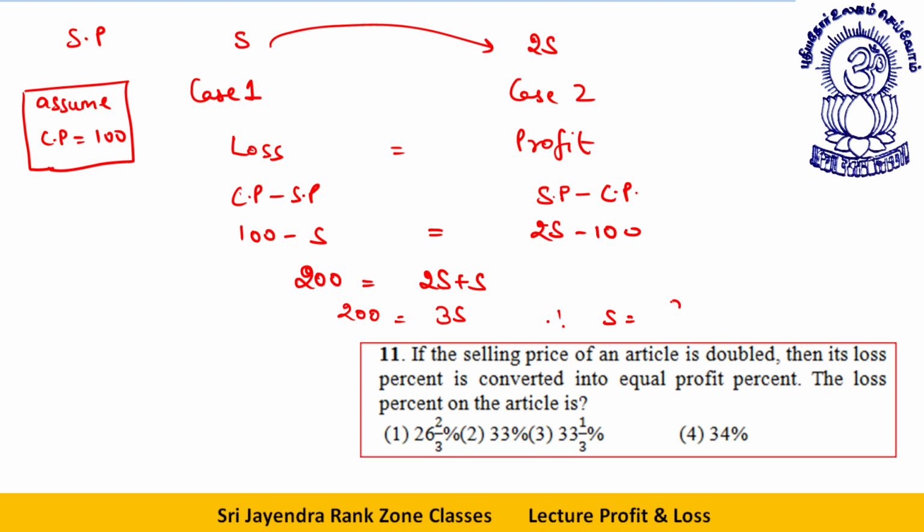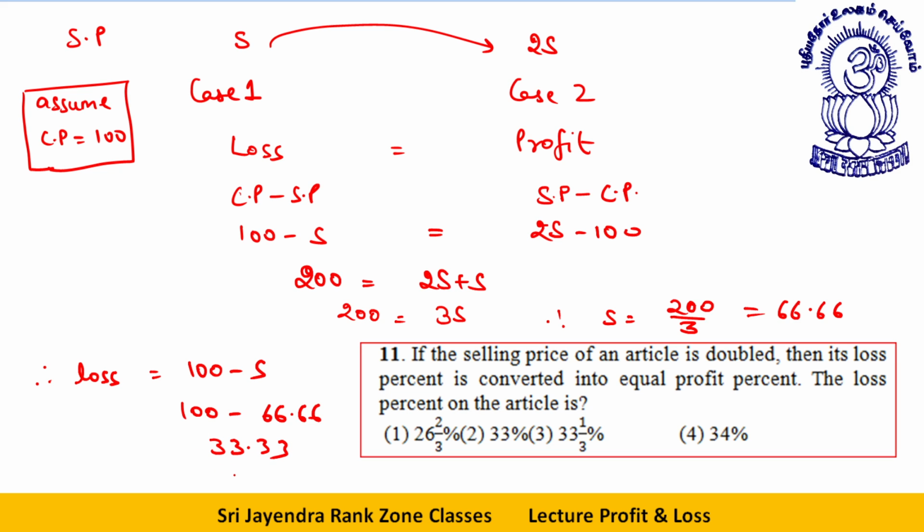Therefore S is equal to 200 by 3. The initial selling price was 200 by 3, or 66.66. Therefore loss was how much? Loss was 100 minus S, or I can say 100 minus 66.66, that is 33.33, or 33 1 by 3%.